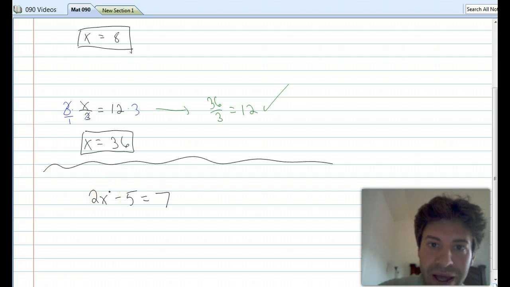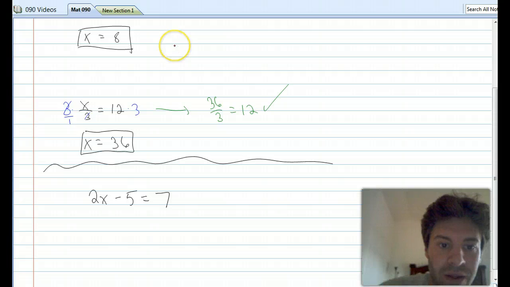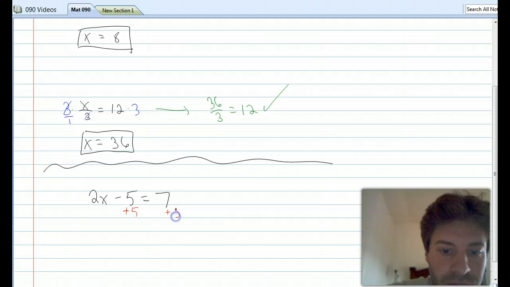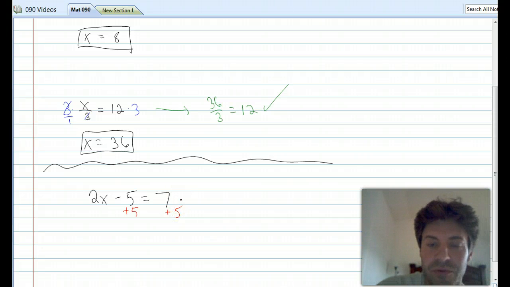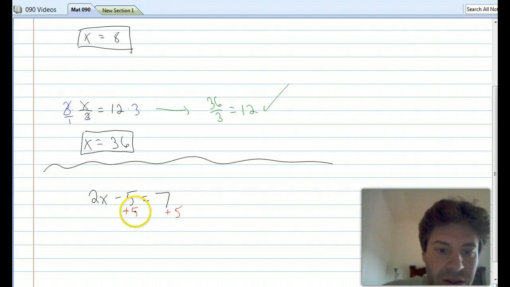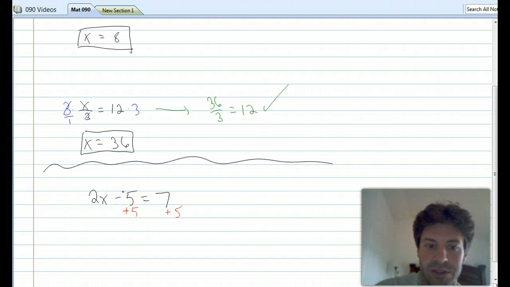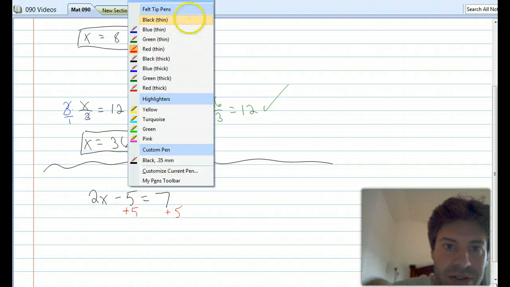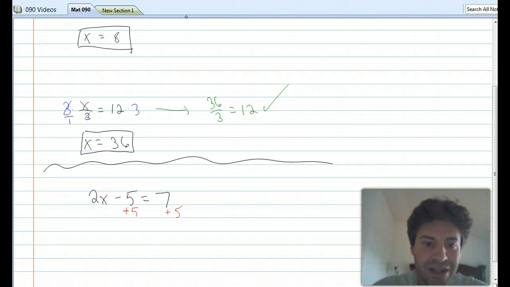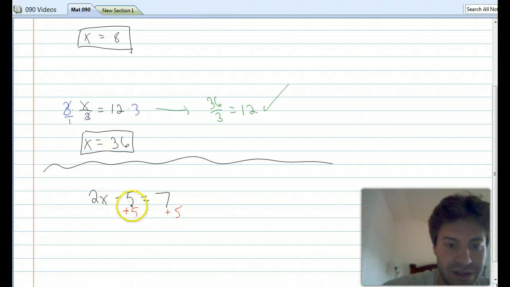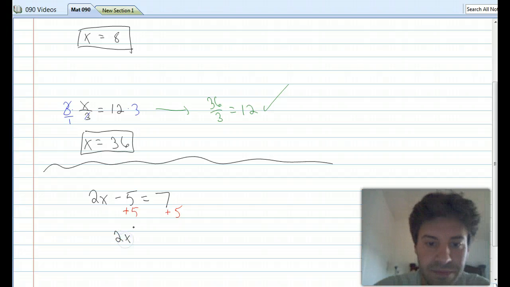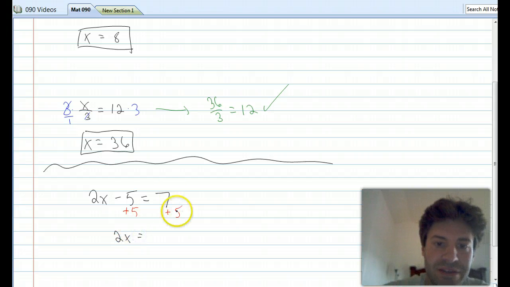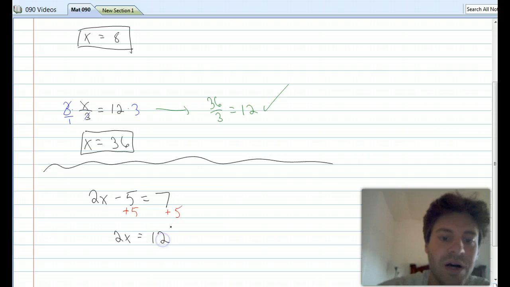Now to begin to do that, what we're going to do is add 5 to both sides of this equation. And if you go back to the last video, you'll see the reason that we added 5 to both sides of this equation is because we had a minus 5 in the original equation. Now you'll see what happens here. We have on the left hand side now 2x minus 5 plus 5. That's just going to leave us with a 2x. On the right side we have 7 plus 5, which of course is just 12.